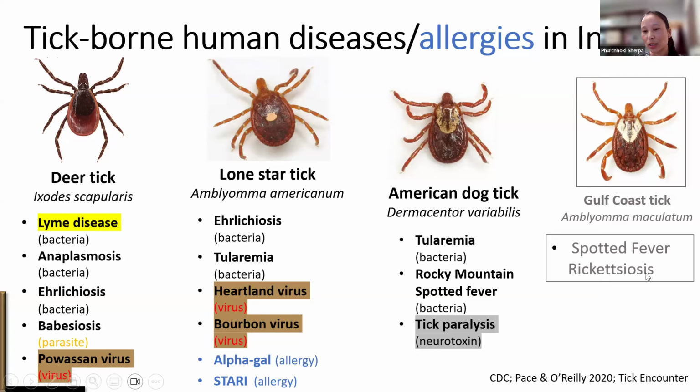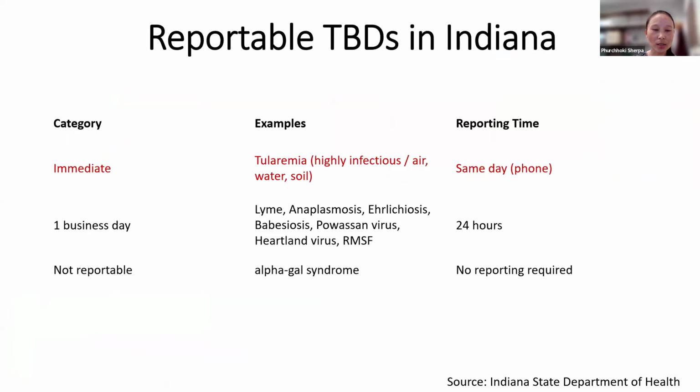And Gulf Coast tick here is grayed out because, like I mentioned, it can transmit a spotted fever rickettsiosis, which can be diagnostically confused with Rocky Mountain spotted fever because the pathogens are sister species. And so in Indiana, the State Department of Health currently reports both of them together as a spotted fever group. And all of the tick-borne diseases that we have are reportable in Indiana.